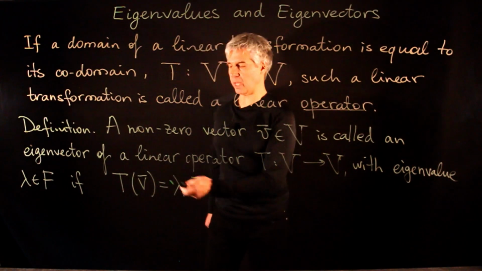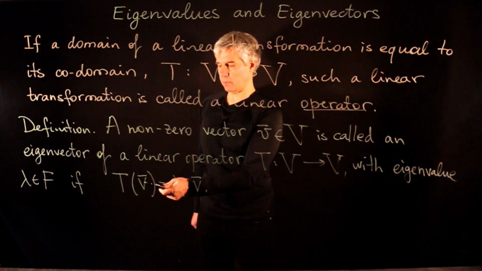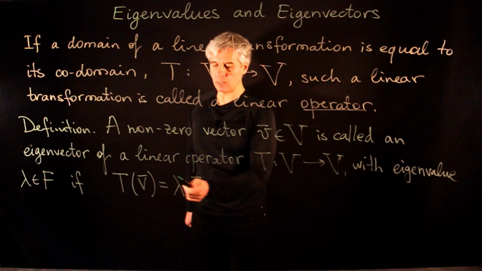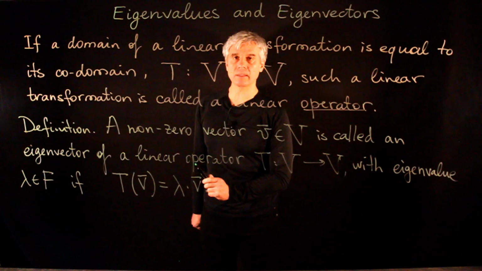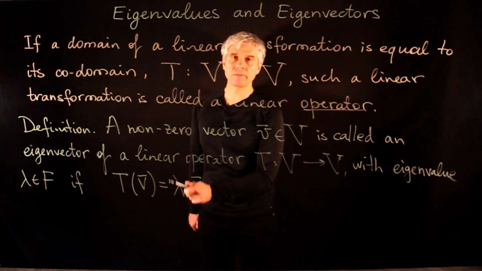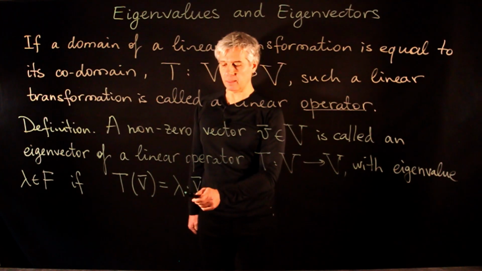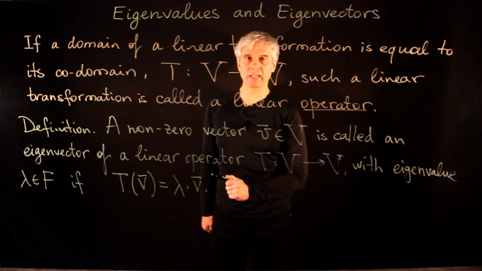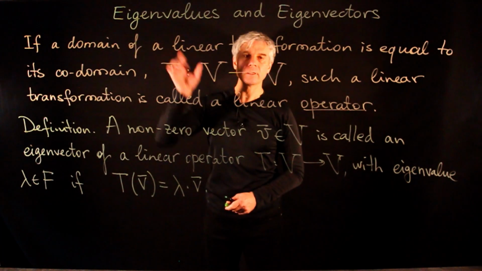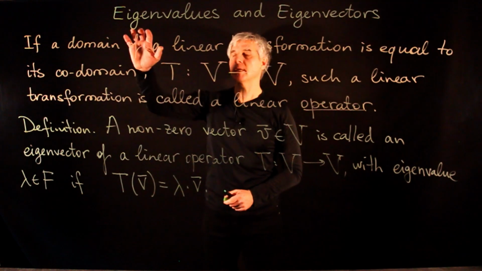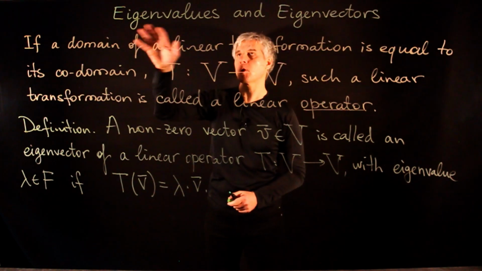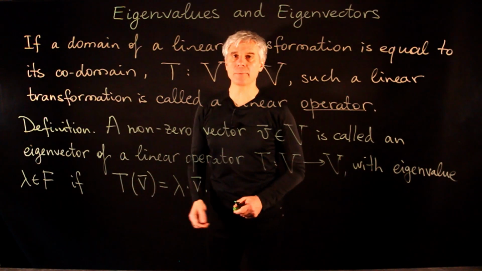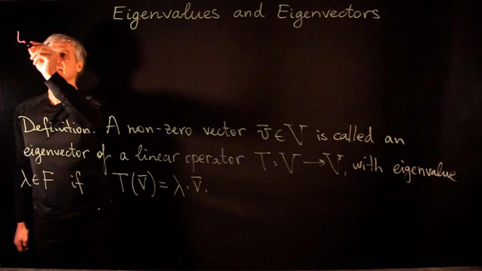So this means that when we apply this linear operator to the given non-zero vector, the result is the same vector multiplied by scalar lambda. In this case, v is called an eigenvector and lambda is the corresponding eigenvalue. The word eigen is of German origin and it means proper. So here we're talking about proper vectors and proper values of a linear operator. Let's consider an example.